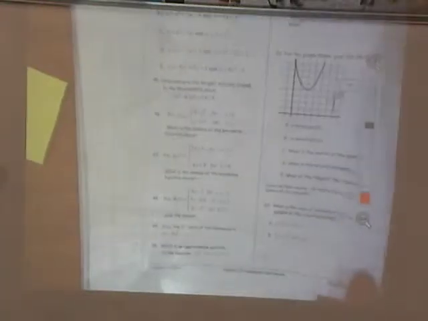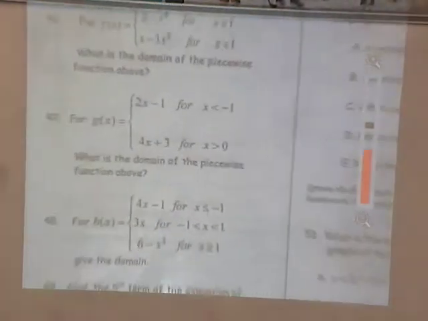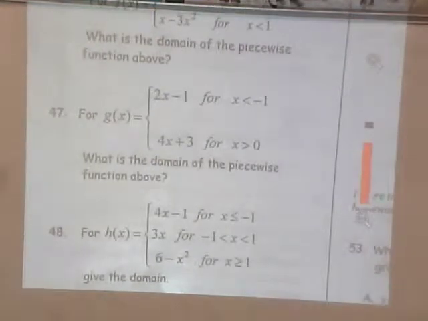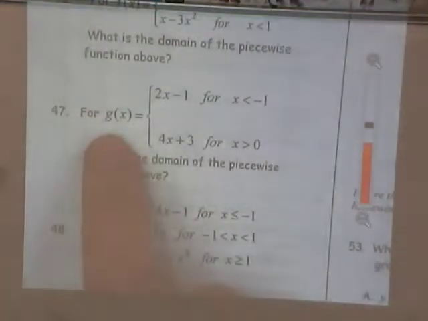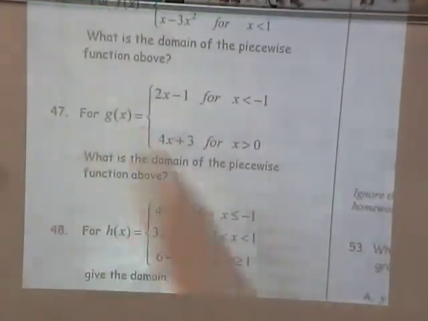You good? Okay. 47 is an example of a piecewise function. I know that because it's got the function name g of x, and it's equal to more than one expression.